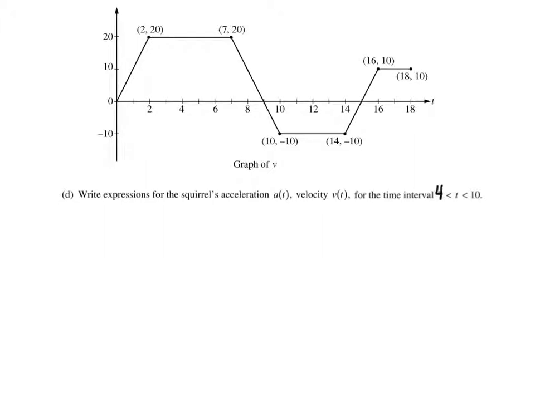Letter D says write expressions for the squirrel's acceleration, a of t, and velocity, v of t, for the time interval 4 to 10. So they specifically want us to zone in on from 4 to 10 on this graph. And we need expressions for acceleration and for velocity. All right, let's start with acceleration. Acceleration, remember, is the what to velocity. And hopefully you're screaming out in your head, oh, that's the derivative of velocity.